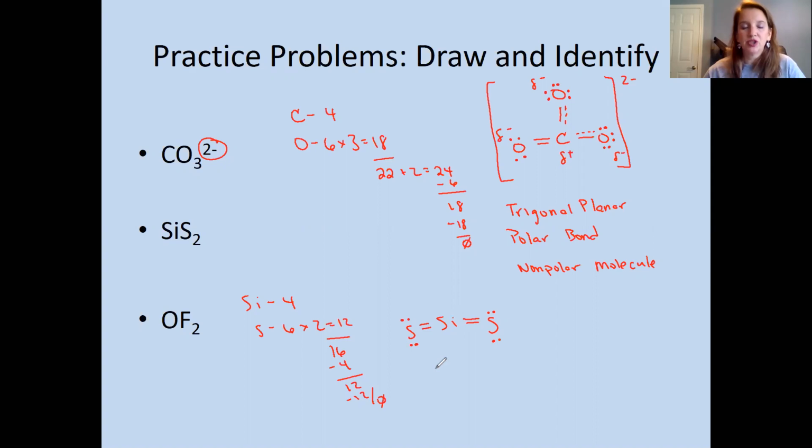What VSEPR shape is this? It's going to be linear because it has 2 things bonded to it and no lone pairs. So look at the bond polarity. We're looking at the silicon-sulfur bond, looking at the electronegativity differences. These are not the same atom, and it's not carbon-hydrogen, which makes it a polar bond. Which one is more electronegative? The sulfur is more electronegative, so it would get the negative dipole. The silicon is less electronegative, so it would get the positive dipole.